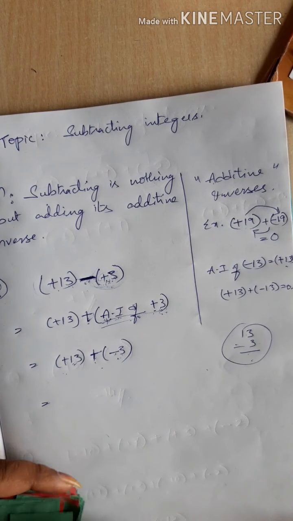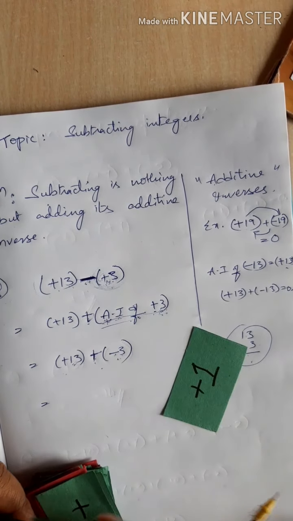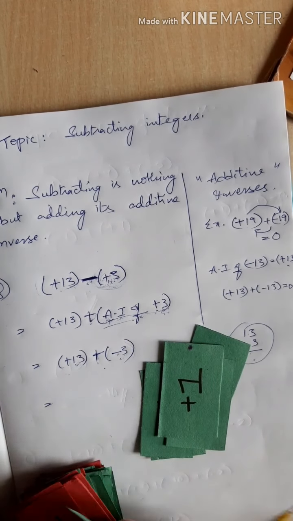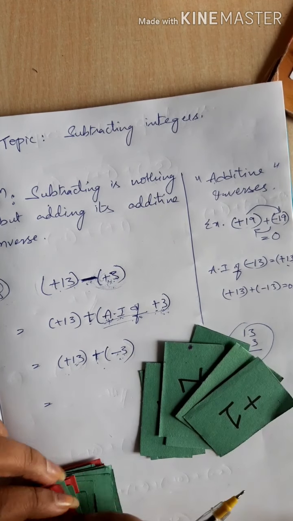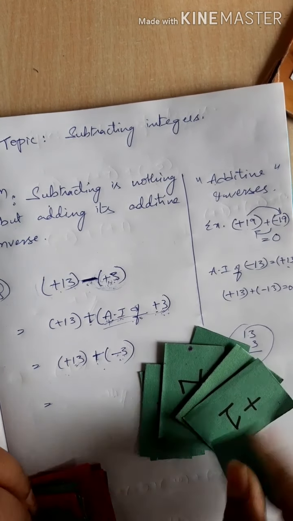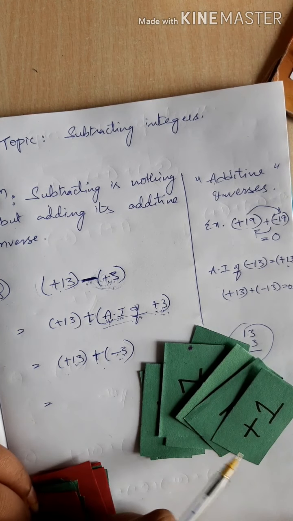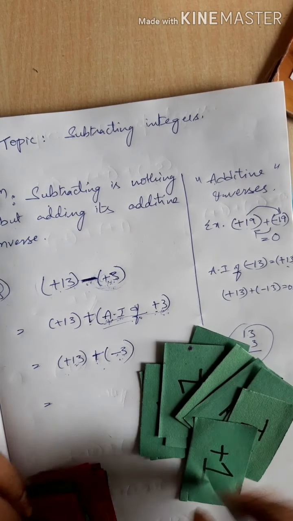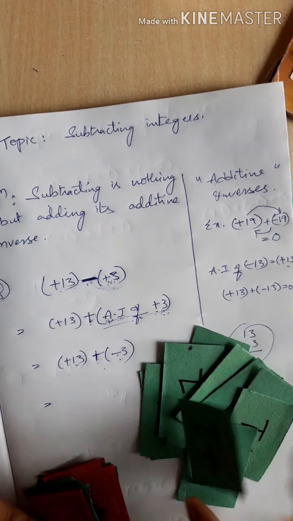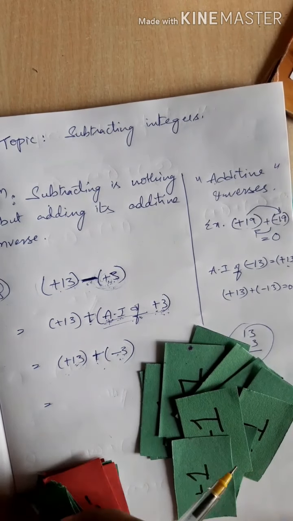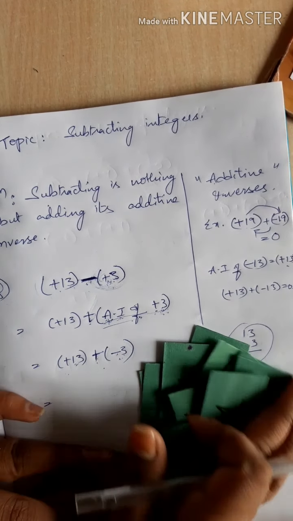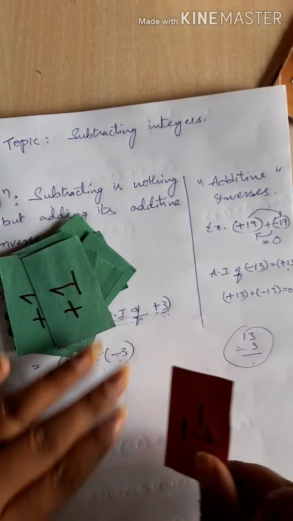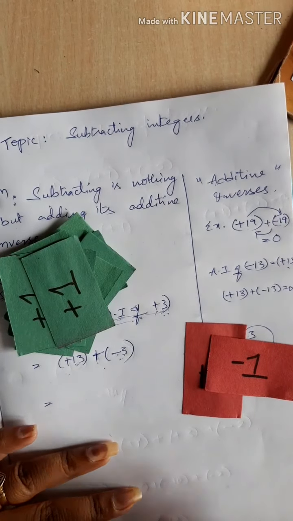Okay, I'll tell you. 1, 2, 3, 4, 5, 6, 7, 8, 9, 10, 11, 12 and here is 13. Okay, 13. Now how many red cards are there? Minus 3 means 1, 2, 3.